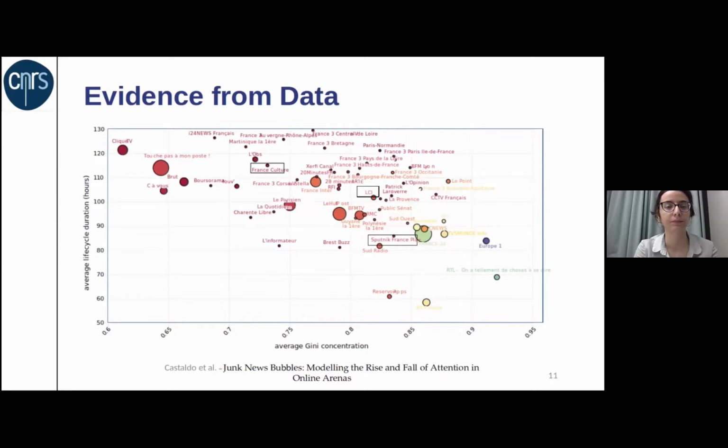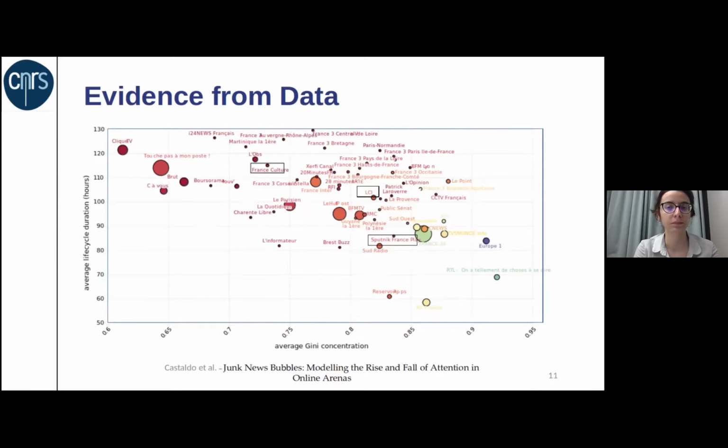Highly concentrated channels show videos with a shorter life cycle, while channels in which the attention is shared more equally between videos have content that lasts longer in the public debate. This plot suggests other interesting results.